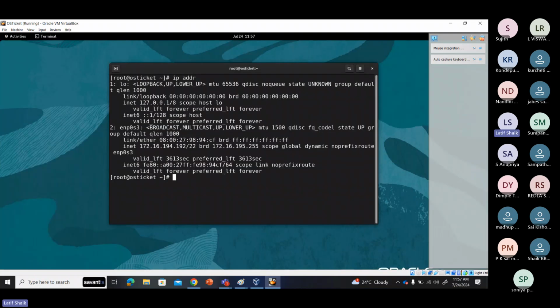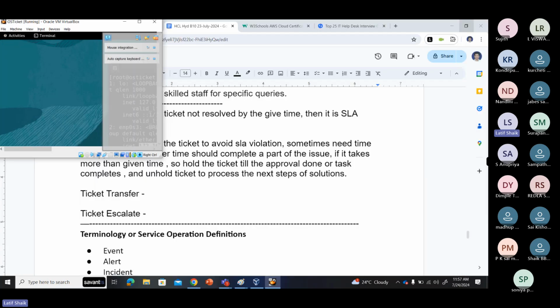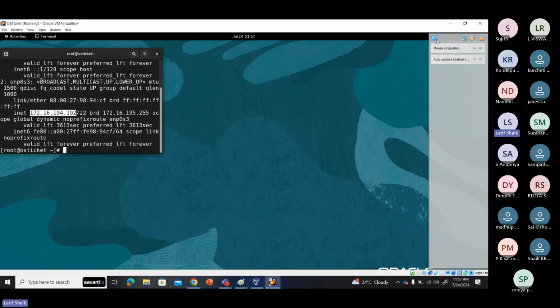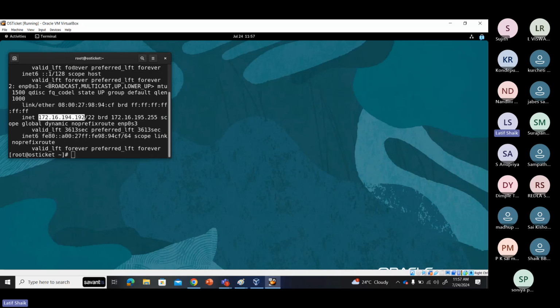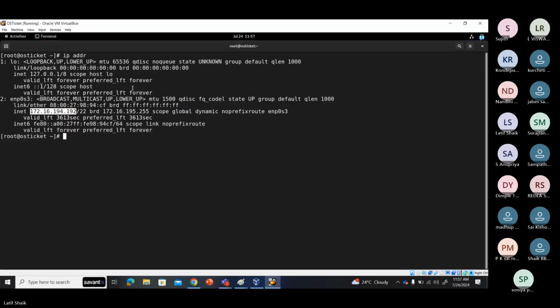This is my Linux machine, and this is my IP address for this Linux machine. I'm using VirtualBox. In VirtualBox, I created a virtual machine. Inside the virtual machine, I installed a Linux operating system. In the Linux operating system, I installed a software called osTicket.